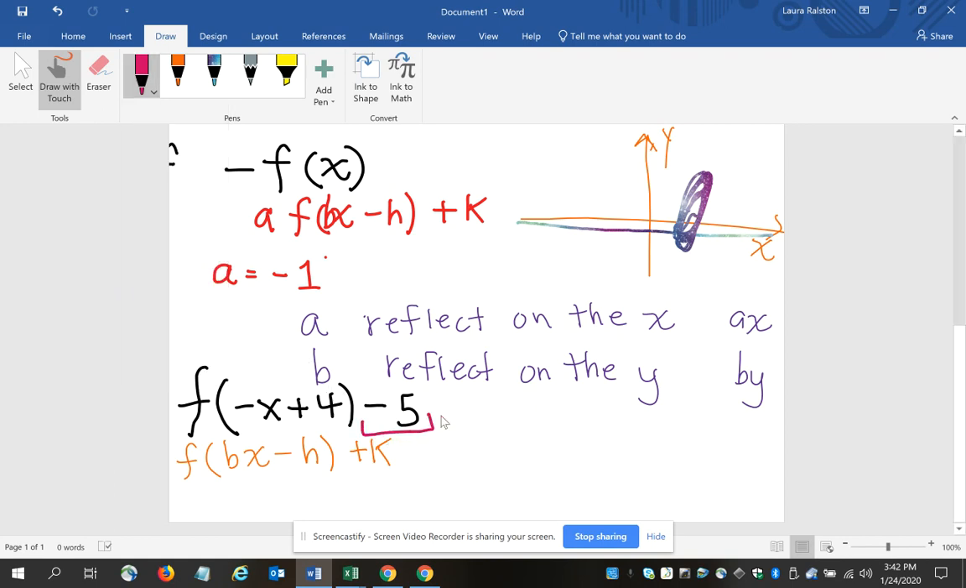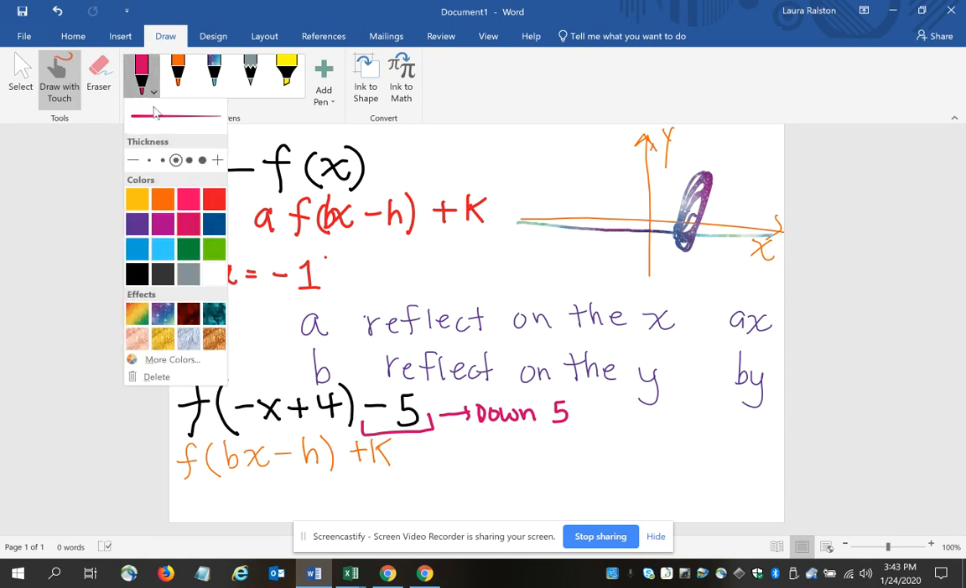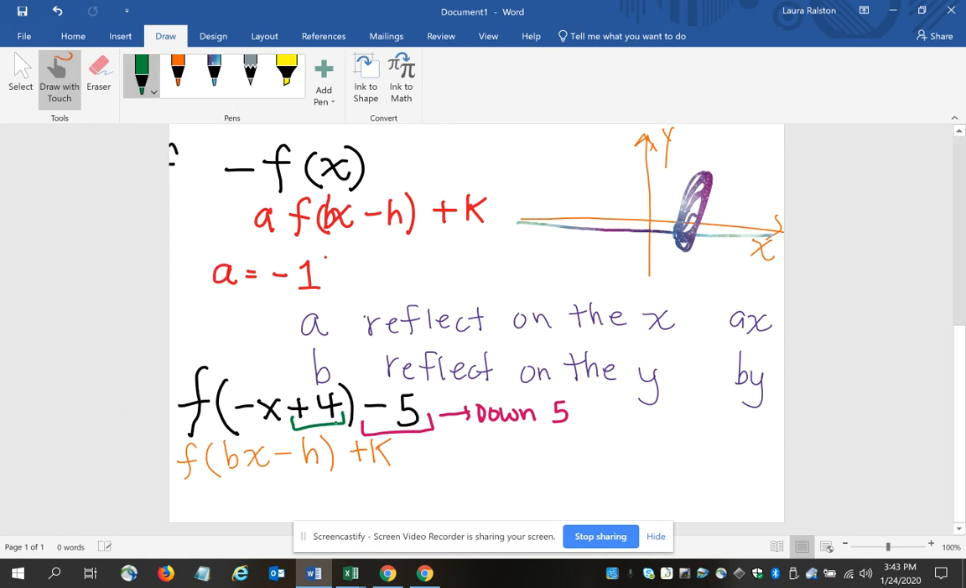Remember that value that's tagged at the end tells me the vertical translation. So it's going to have me go down 5 units. Then inside the parentheses, I have the plus 4. But you have to be careful there too because you've got that minus sign in there. So we have plus 4, which gives me a horizontal translation.